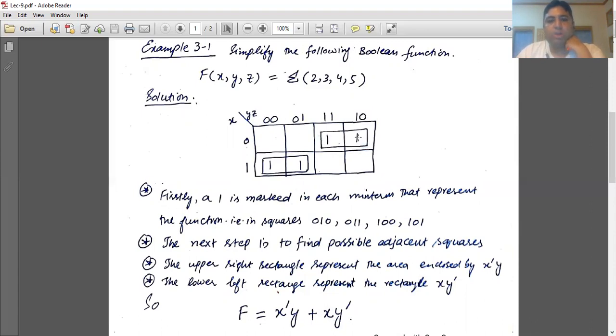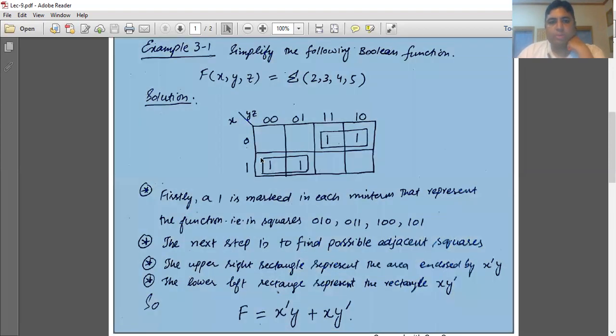So for the other two variables, x is equal to 0 in both of these squares, and y is 1 in both. So x0 means x bar, and y1 means y. X bar y will be the first term of this simplified Boolean function. So x bar y we have written here.